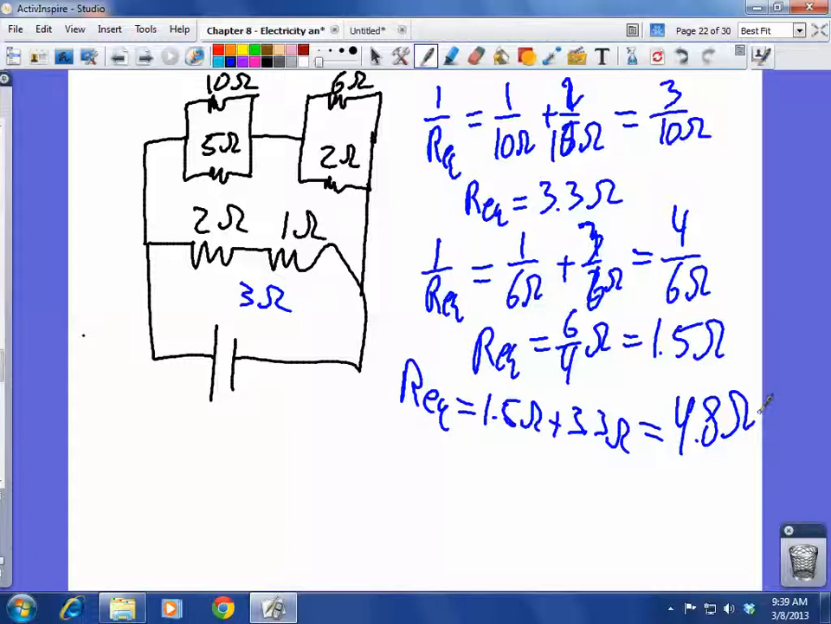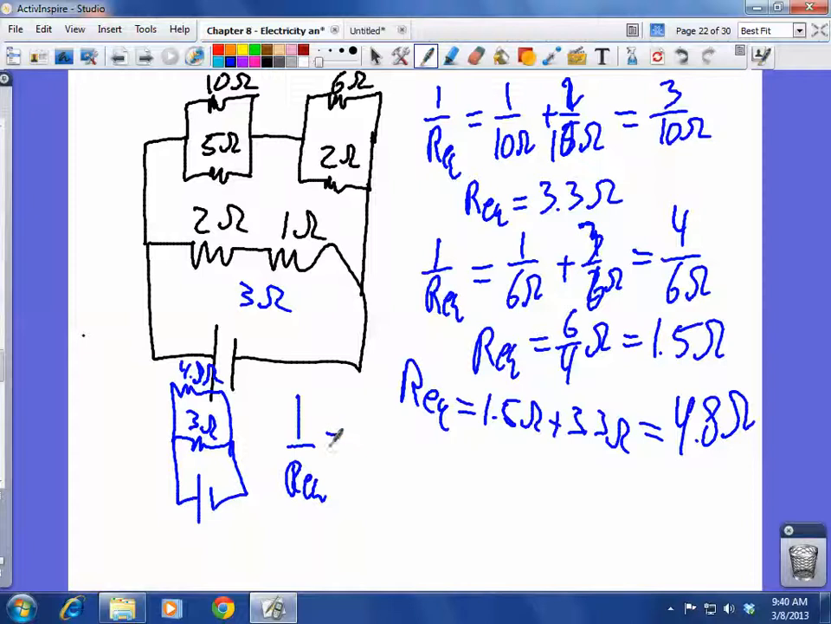Not add though, right? Because what I'm saying now is that I have a 4.8 ohm resistor up top here and a 3 ohm here. I'll just redraw this real quick. So here's my 3 ohm, and here's my 4.8 ohm. So now I have these guys in parallel. So what I need to do is just once again say 1 over my equivalent is equal to 1 over 4.8 ohms plus 1 over 3 ohms.